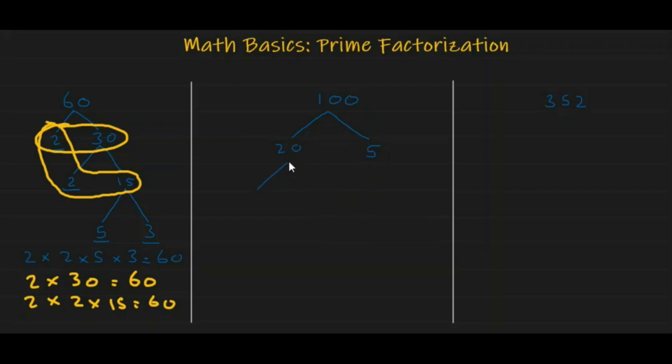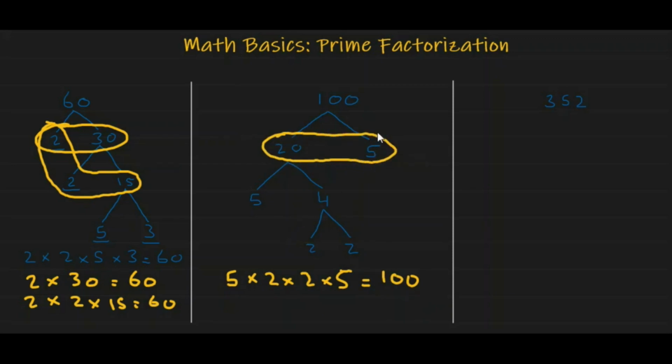The number 20 can further be divided by 5 times 4. The number 4 can go to 2 and 2. So just like the previous example, what this means is 5 times 2 times 2 times 5 is equal to 100.